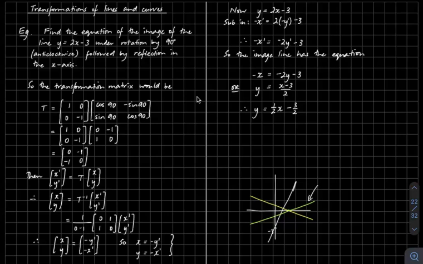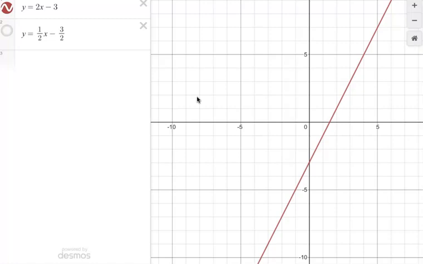So over in Desmos, I had gone entering these equations before. So there's the red line, which is our original equation, y equals 2x minus 3, and then the equation y equals a half x minus 3 over 2 is that one there, which looks as we were expecting. So we've taken the red line, we've rotated it by 90 degrees anti-clockwise, then we've reflected it across the x-axis, and that is what we've ended up with.